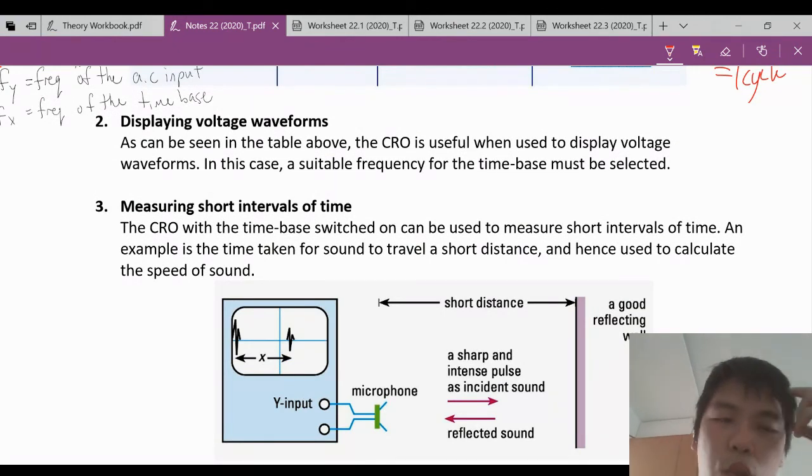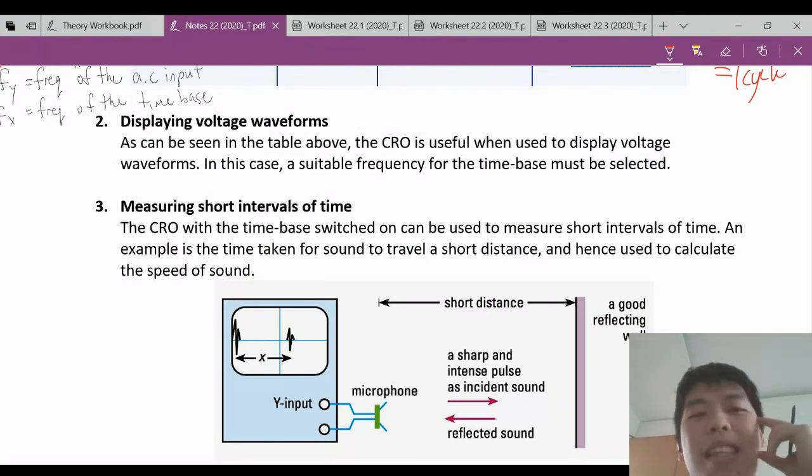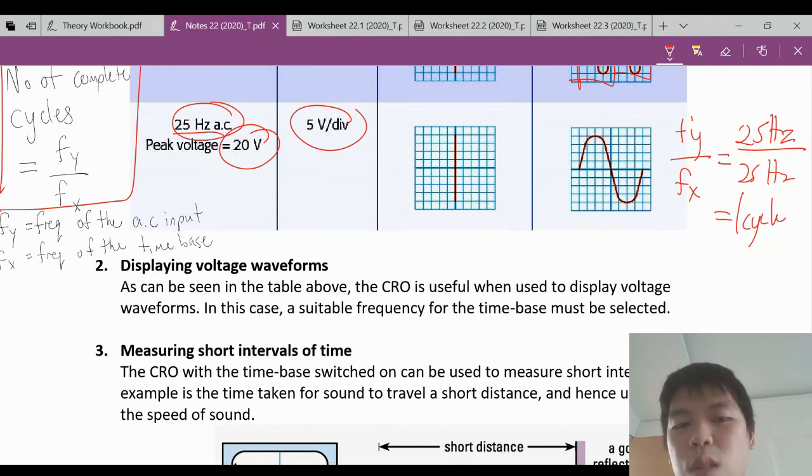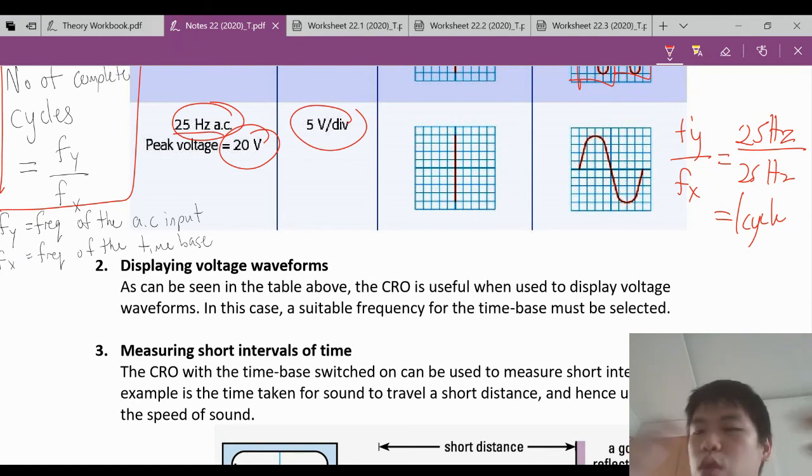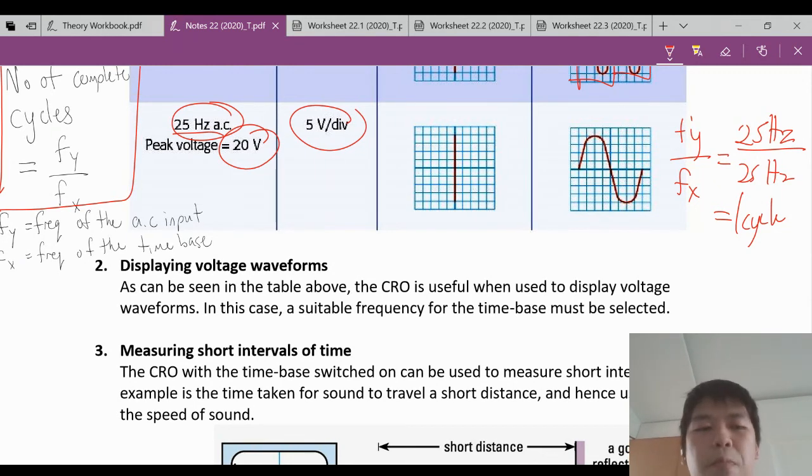What's another use of the cathode ray oscilloscope, C.R.O.? You can display the voltage waveforms as can be seen in the table above. You can see this waveform and it's useful to display voltage waveforms. In this case, a suitable frequency for the time base must be selected. By monitoring this waveform itself, you can monitor what kind of current is coming in, what kind of voltage is being used. You can vary the use of it. You can send different pulses. You can use it for a wide variety of experiments.